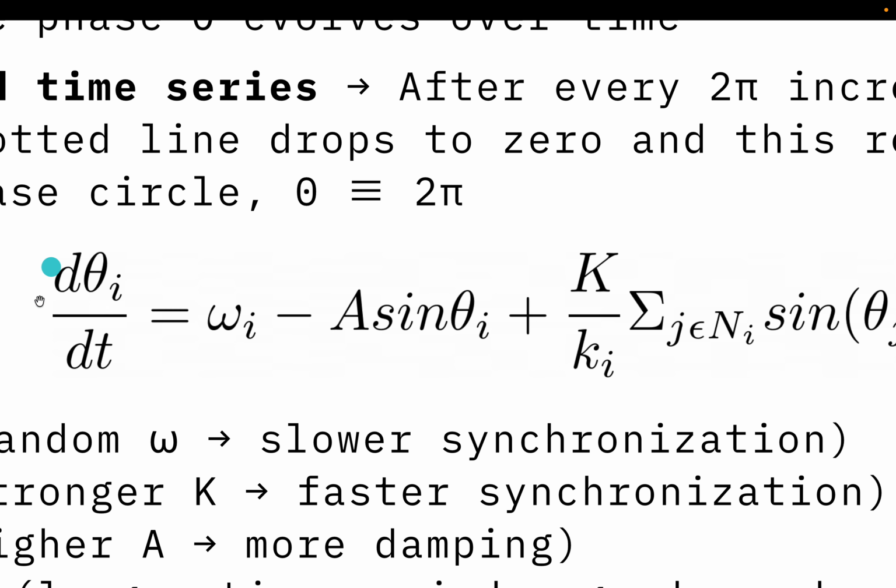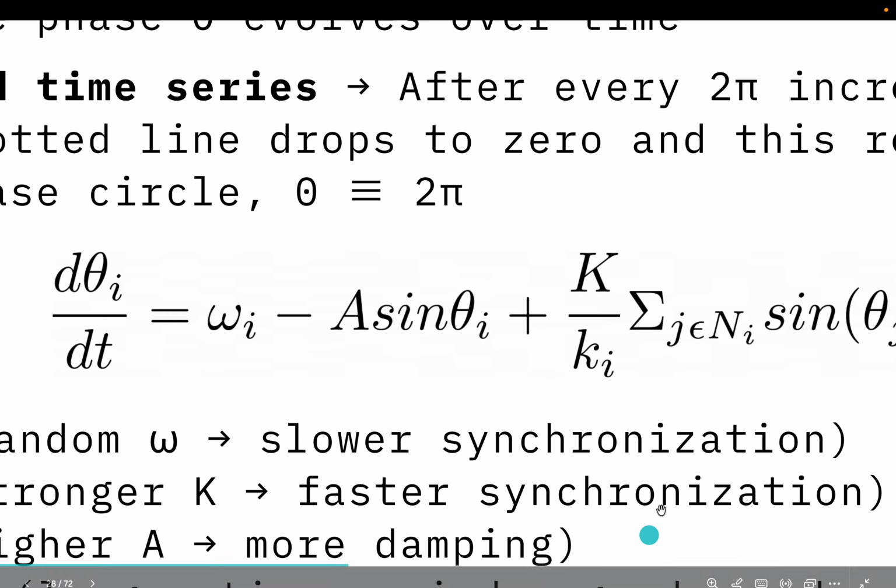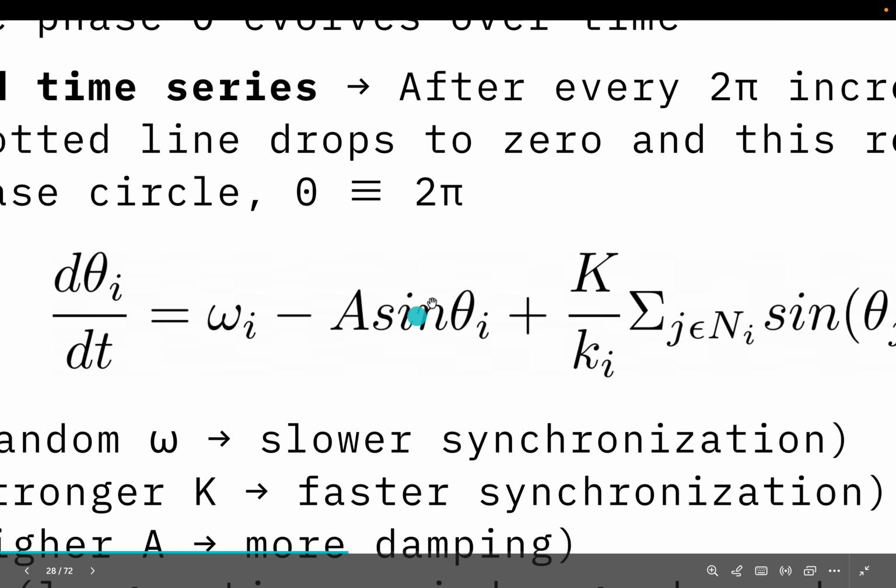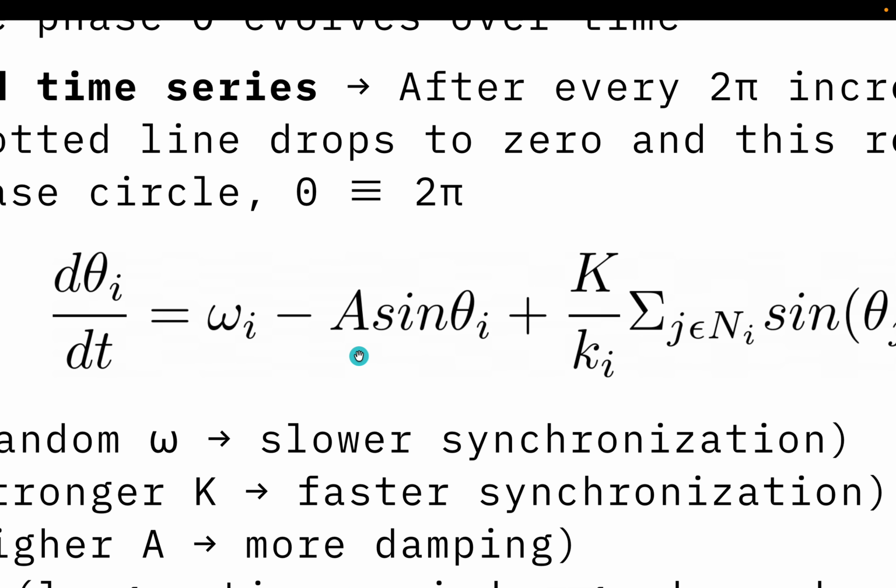then automatically there's a negative contribution to d theta by dt, so this decreases. So a is just the damping coefficient. A will always tell the oscillator to slow down. That's what I'm saying. Whether the oscillator is moving clockwise or anti-clockwise, a doesn't care about that. This nonlinear feedback term doesn't care about that. It will always tell the oscillator to slow down.